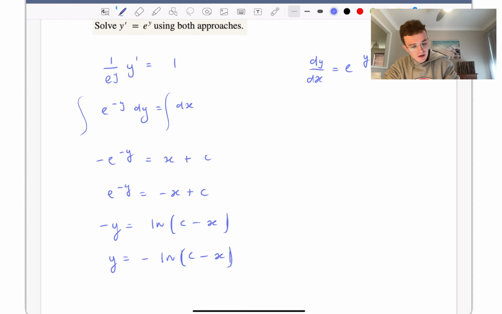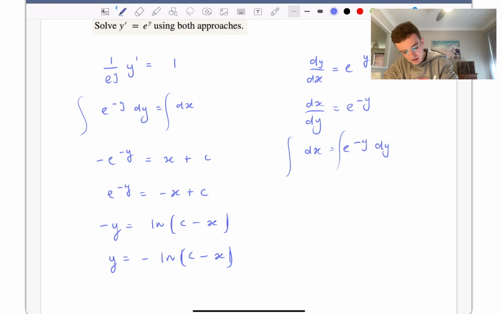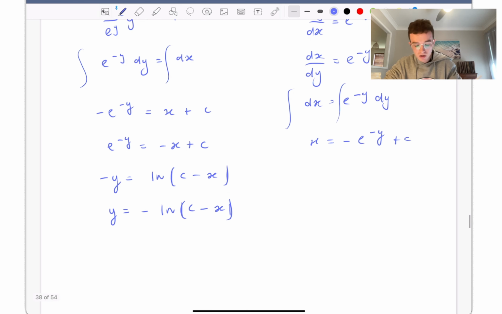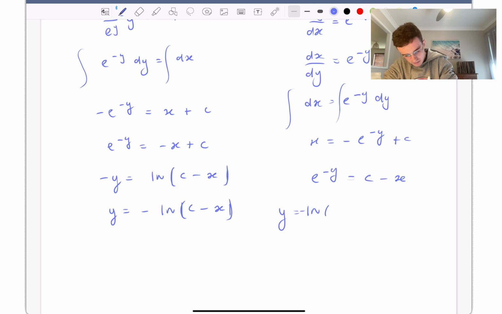Using the other approach though, we can realise that y dash, dy/dx, is equal to e to the y. And flip it, dx/dy is equal to 1 on e to the y, which is e to the minus y. We then can say dx is equal to e to the minus y dy, and integrate both sides. x is equal to minus e to the minus y plus c. We then rearrange for e to the minus y and get c minus x. Take the natural logarithm of both sides and move the negative over, and we get the same answer.